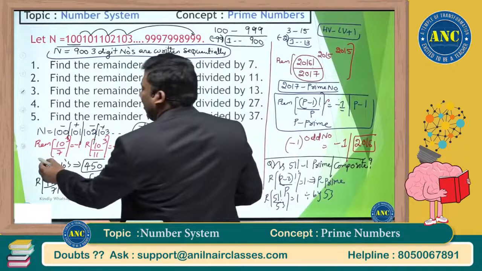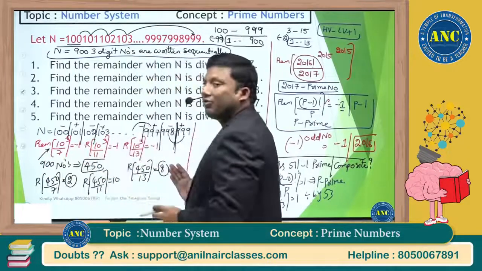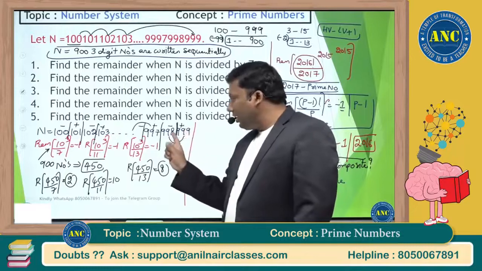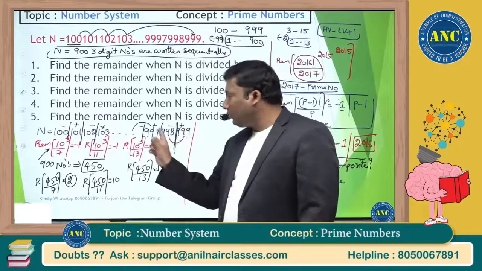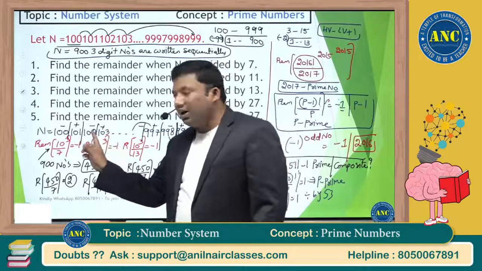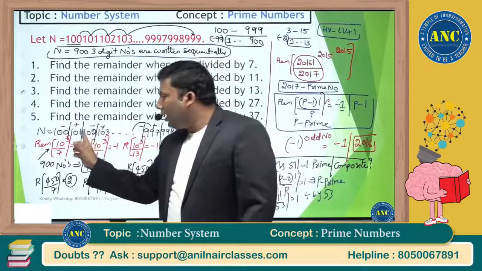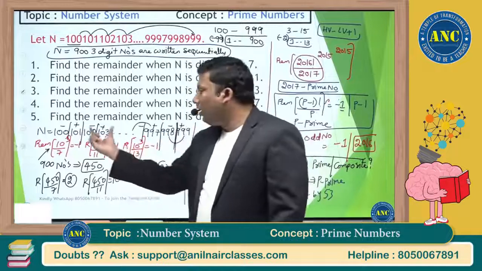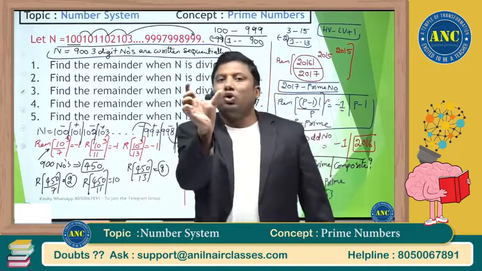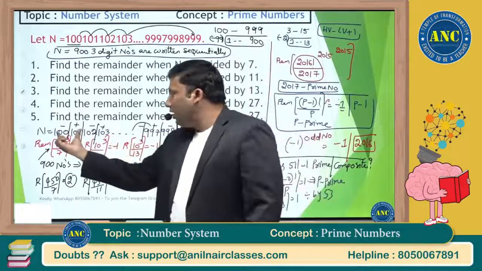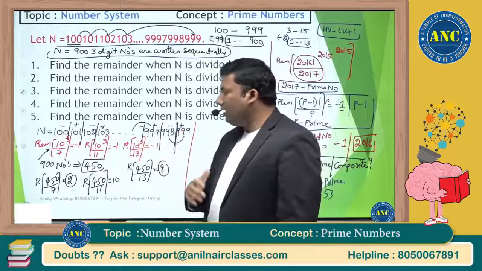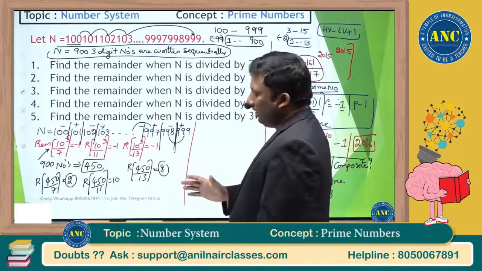900 numbers. If I apply this concept, I get 450. Why did I get 450? 999 minus 998 is 1. 997 minus 996 is 1. 103 minus 102 is 1. 101 minus 100 is 1. For every two 3-digit numbers, I get 1. So 900 divided by 2 is 450.